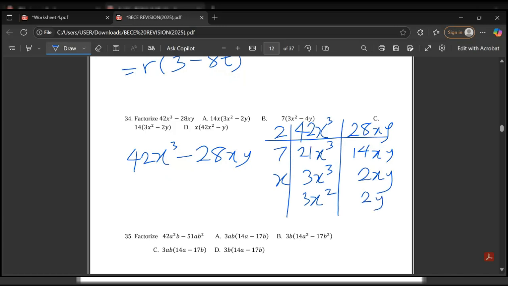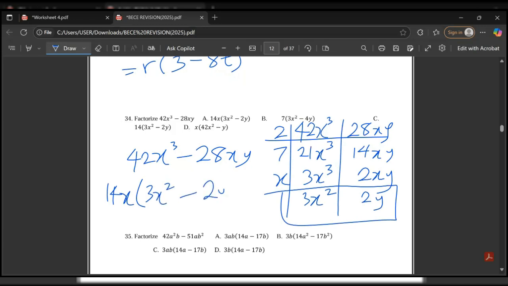So we multiply these together. That will give us 14x into brackets. What we now have left that nothing can go into again is what we are going to have in the bracket. That is 3x squared minus 2y. If it is plus, you put plus. That's the answer. So that is option A.